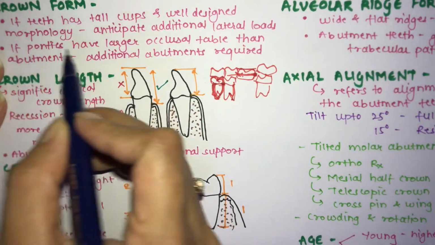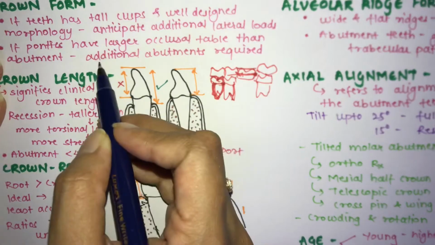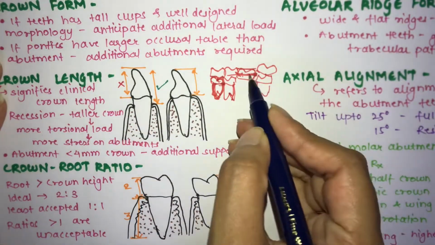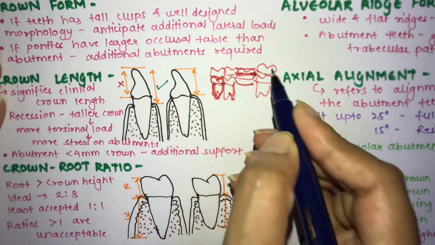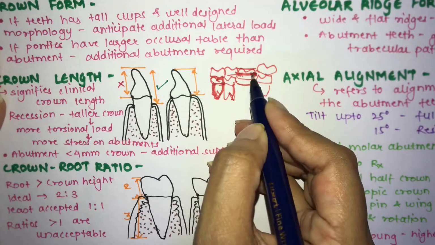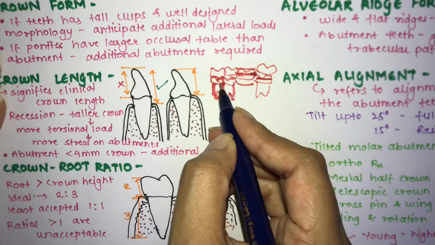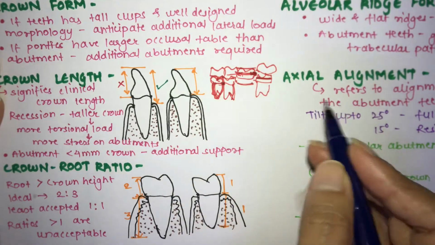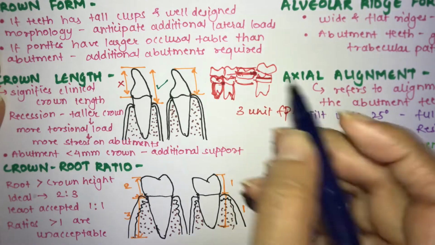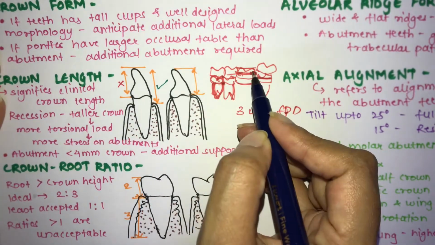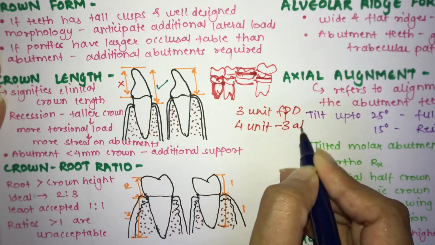The next is if the pontic has a larger occlusal table than the abutment, in that case you require additional abutments. So this is your pontic, the tooth which is to be replaced in that edentulous arch. If the occlusal table of this pontic is larger than the occlusal table of your abutments, you have to include one more abutment. In the traditional case we use a 3-unit fixed partial denture, but if the occlusal table of the pontic is larger, you will use a 4-unit with 3 abutments. So this is the first one.